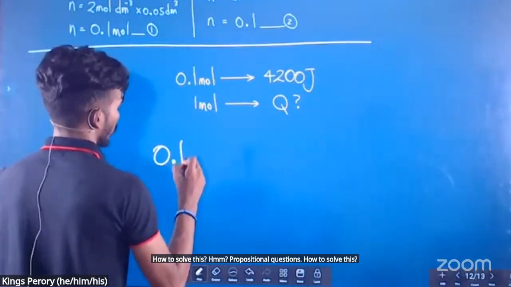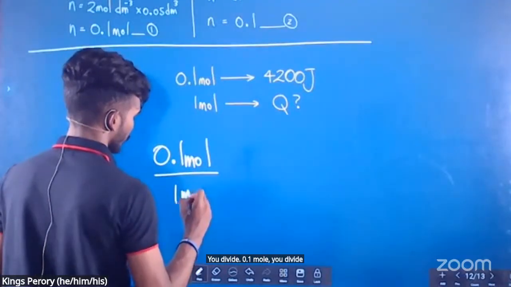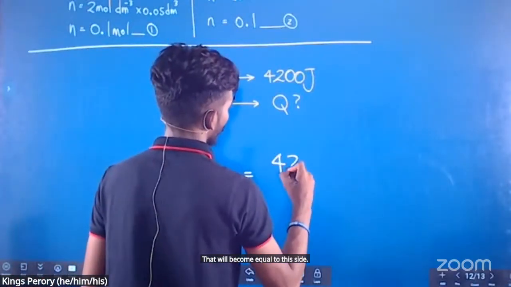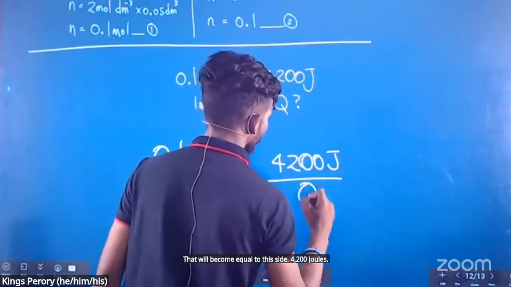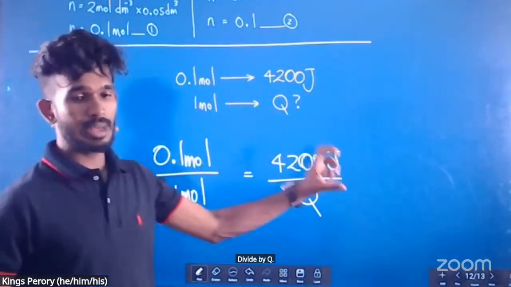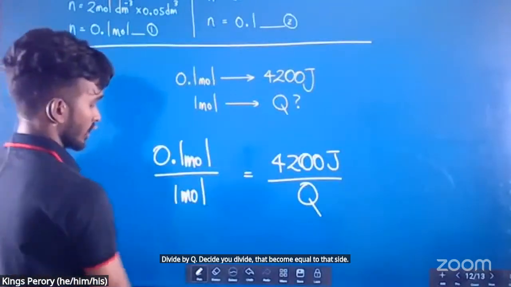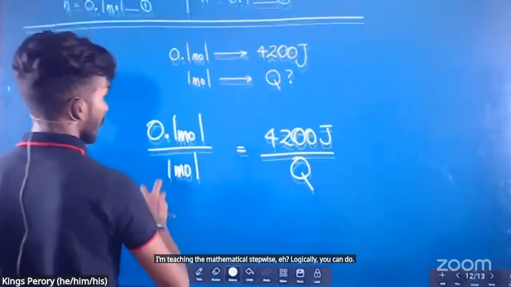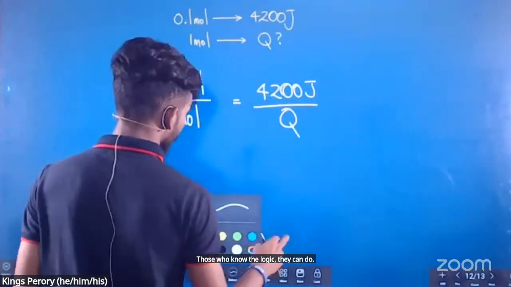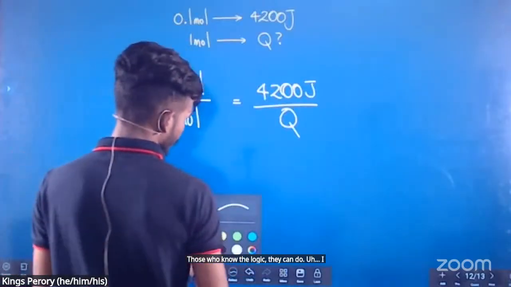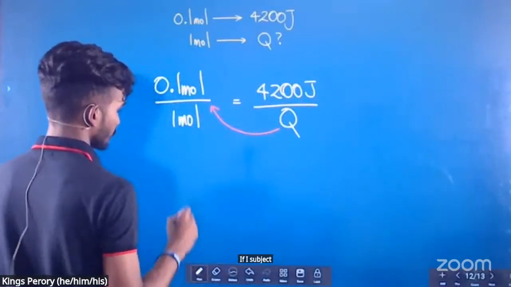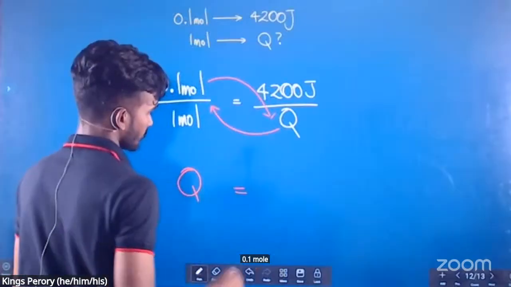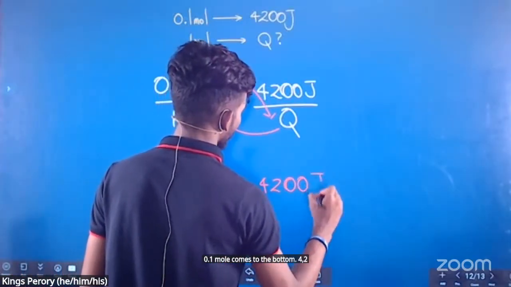You divide 0.1 mole by 1 mole. This side you divide, and that becomes equal to this side: 4,200 joules divided by Q. Now I'm teaching the mathematical stepwise method. Logically, those who know the logic can do it directly. I need to make Q the subject. If I make Q the subject, Q goes on top. Q is equal to, 0.1 mole comes to the bottom, and 4,200 will remain as it is.